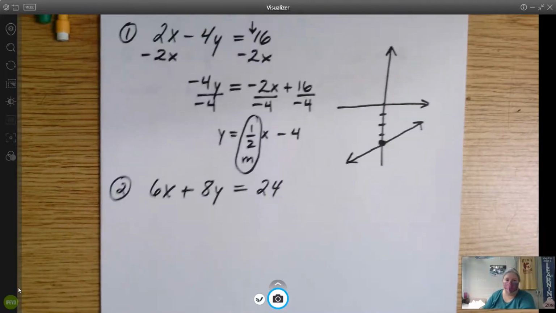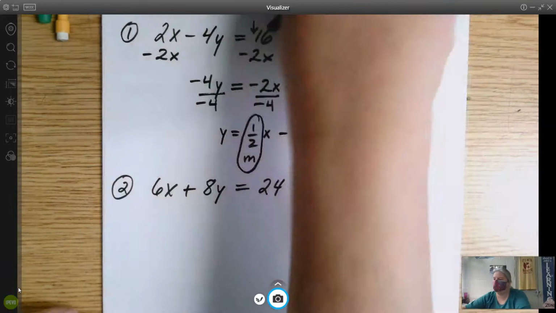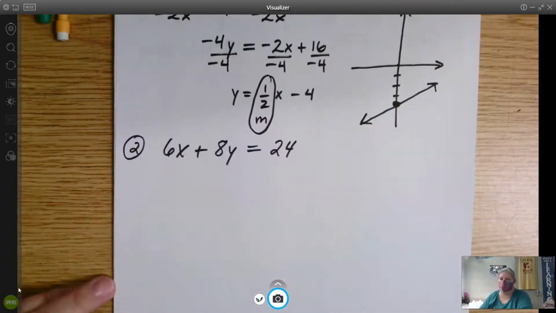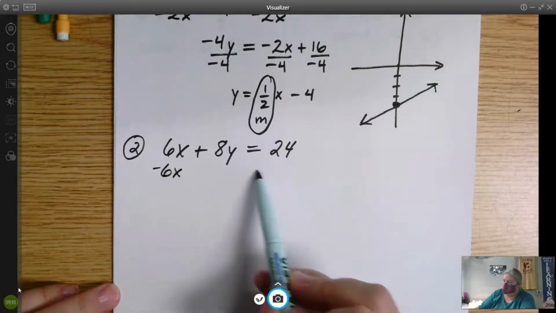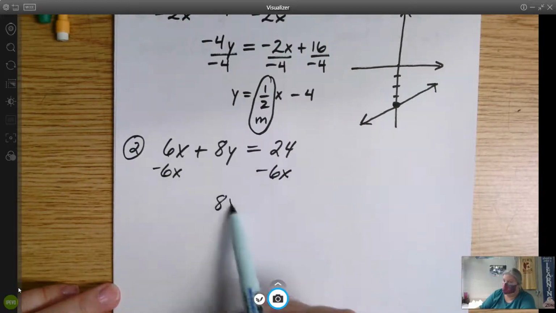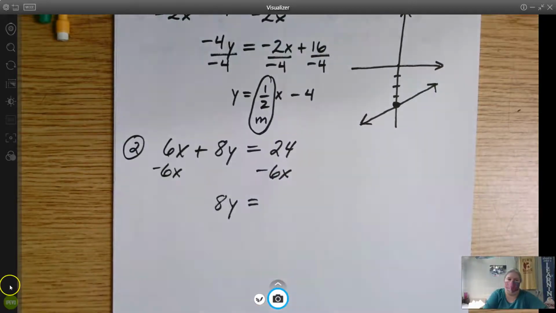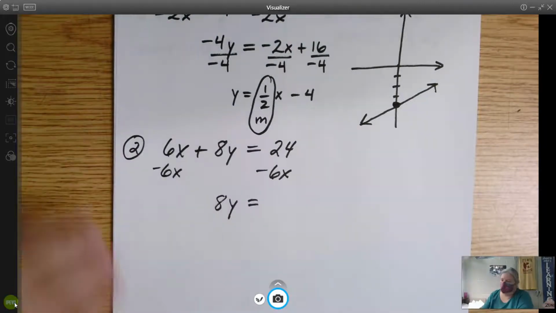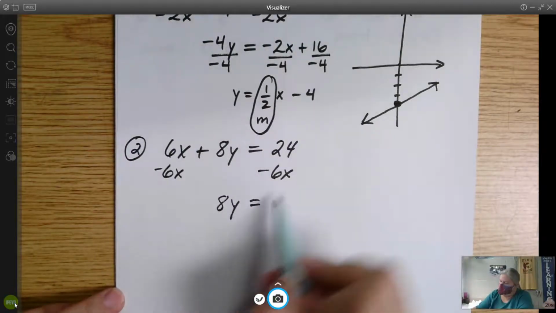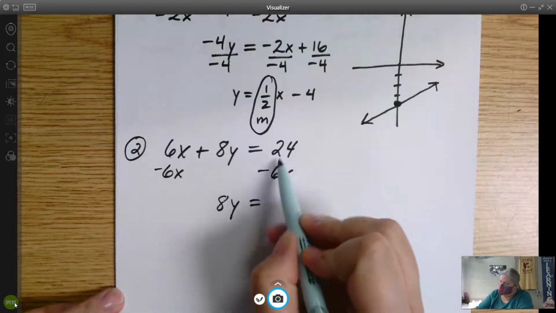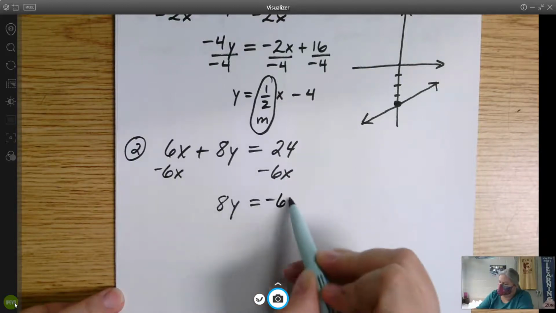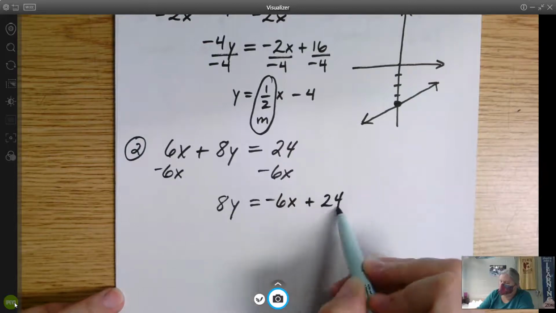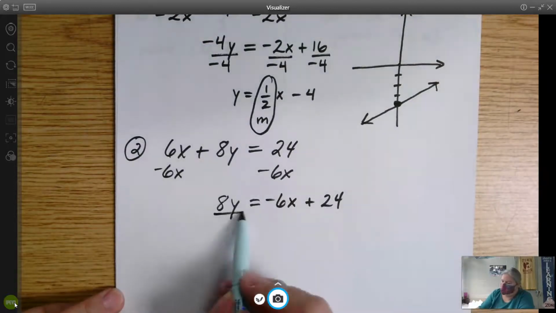Okay, next one. Again, if I'm getting it in slope-intercept form, I'm basically just solving for y. So move everything else away from y. Okay, so I have 8y equals, and remember, I want to put this in front. This is like 24 plus negative 6x, which is the same as negative 6x plus 24. And then I'm going to divide everything by 8.